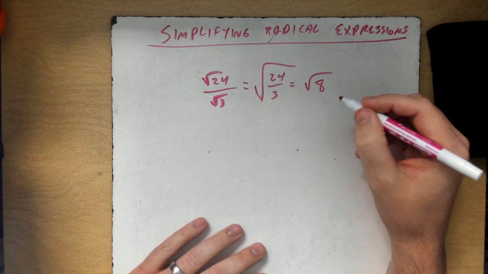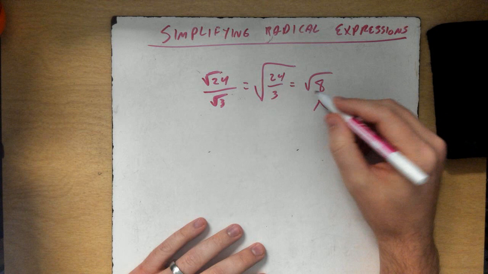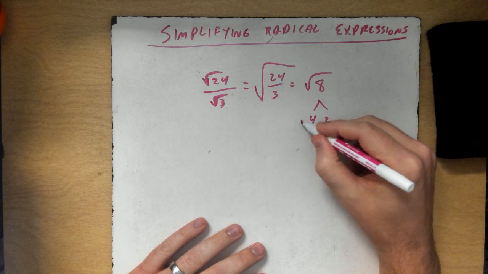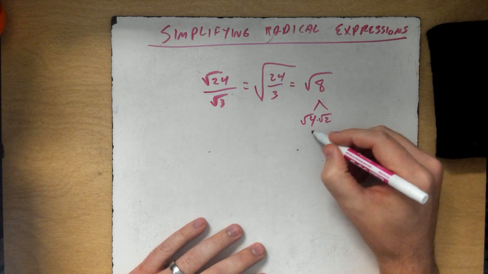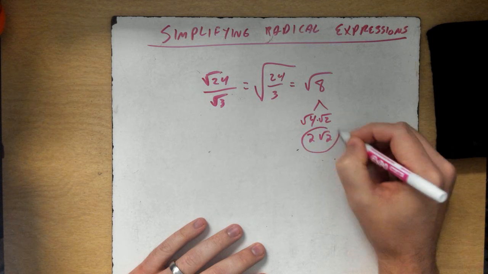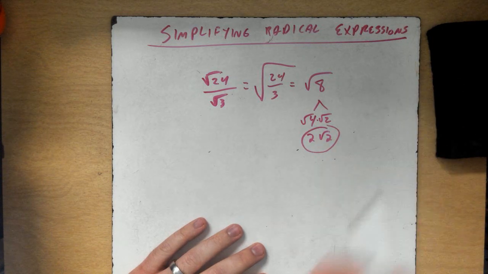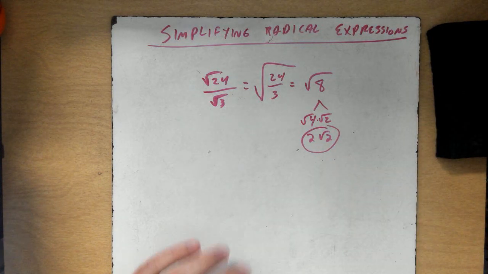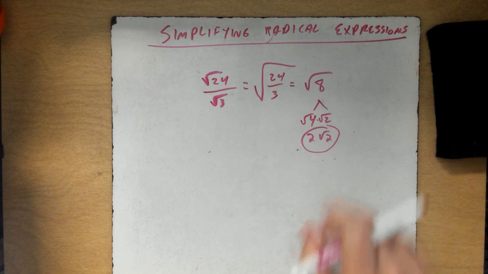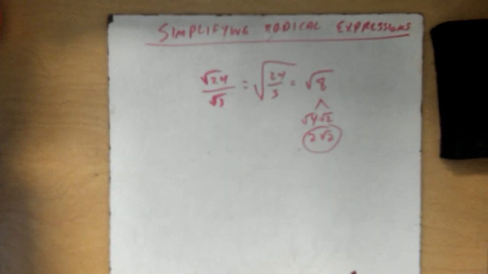And then I can break this down, right, into the square root of 4 times the square root of 2. And then that gives me 2 square root of 2, okay? So if you can combine them together like that, go ahead and combine them together, then divide them. If you can divide those numbers together, and then go from there to break it down here, okay?